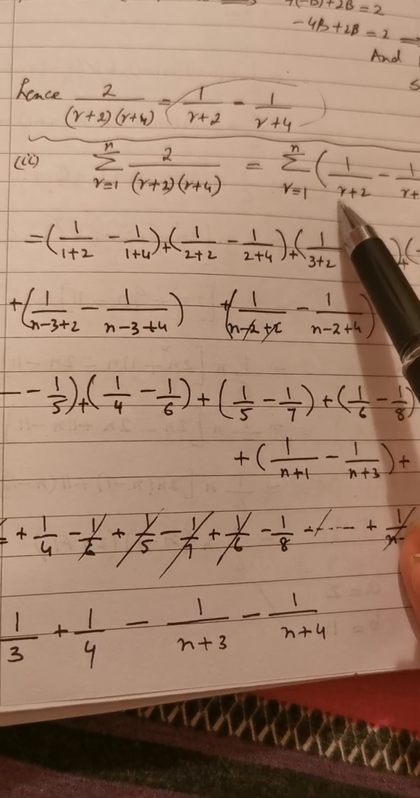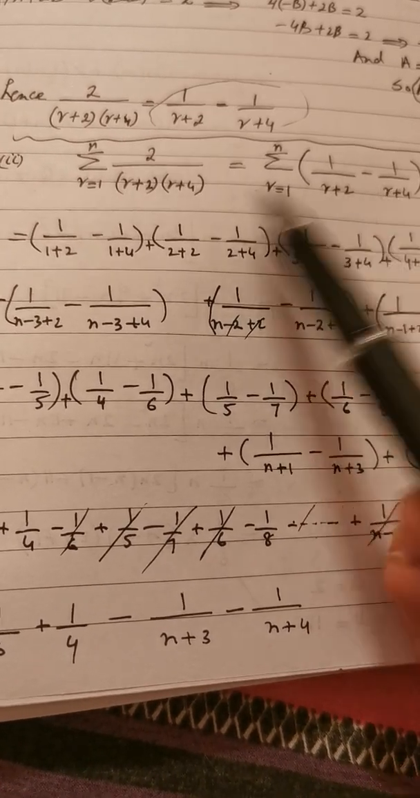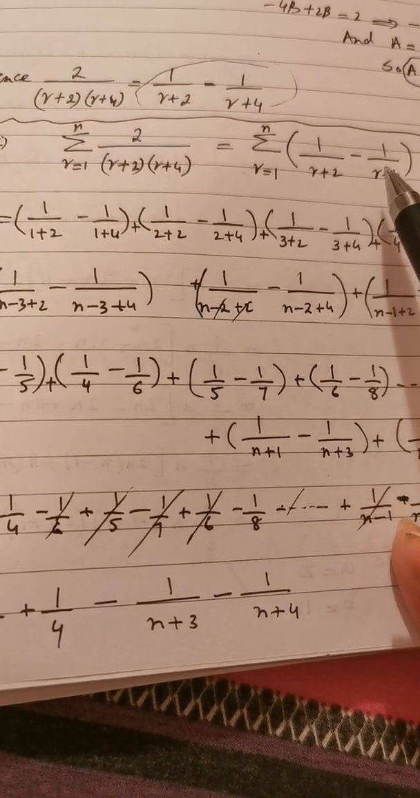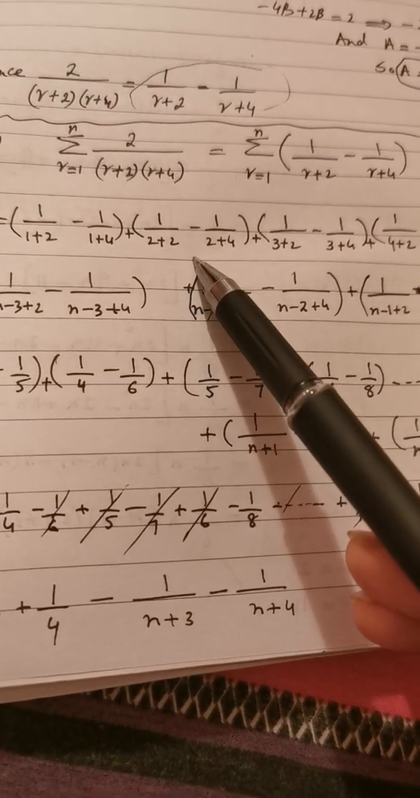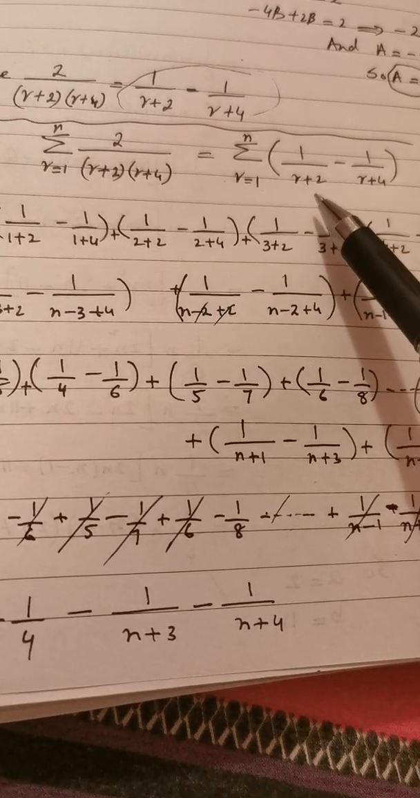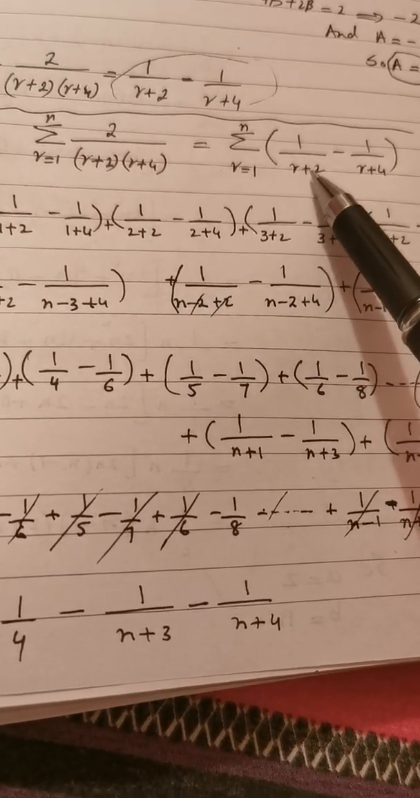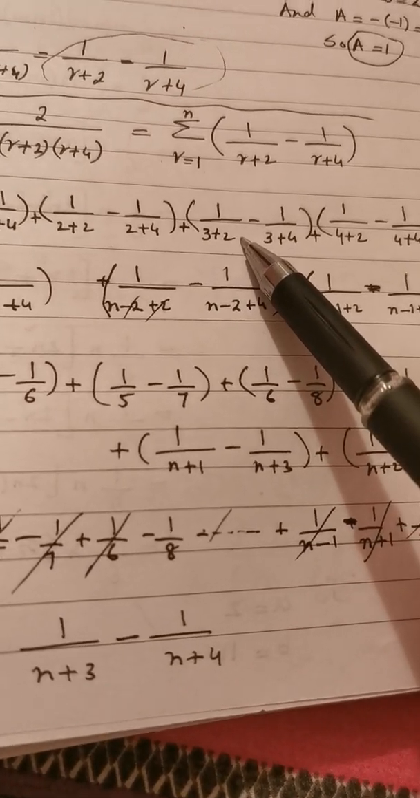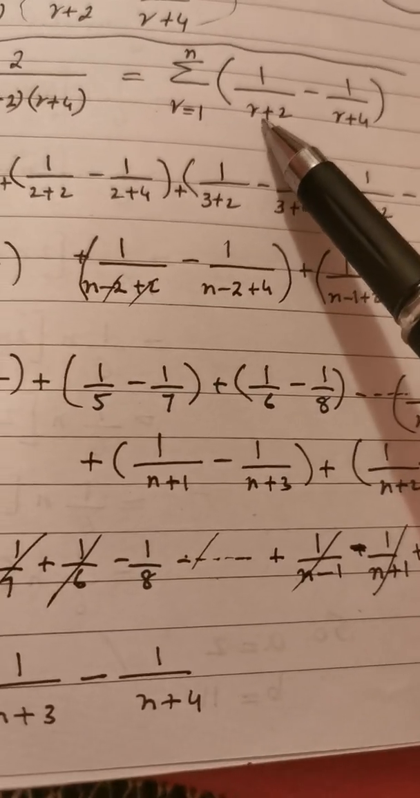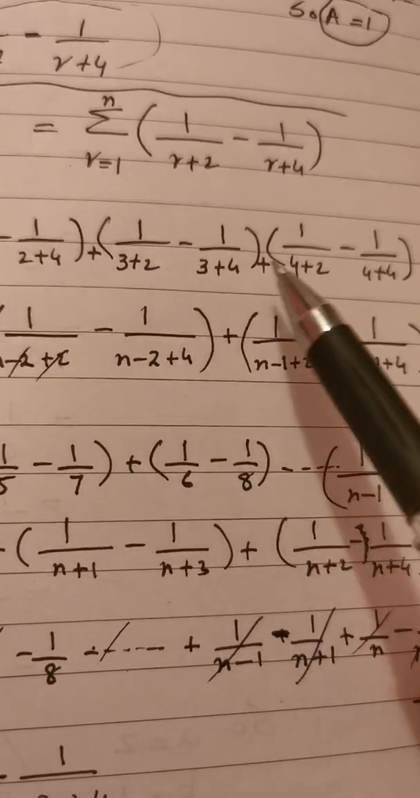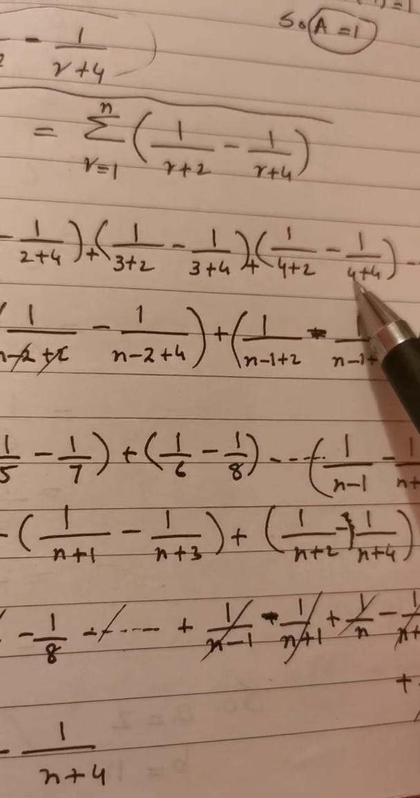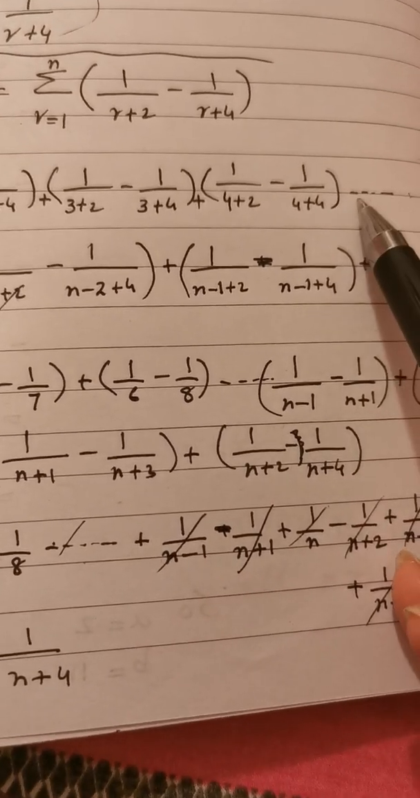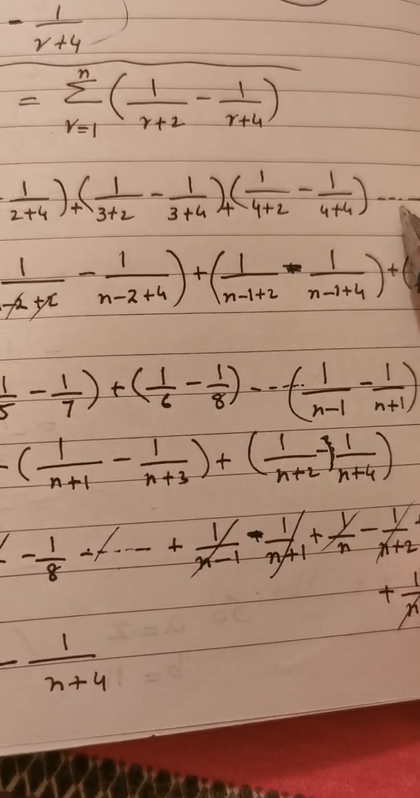So I have done this. In place of r, I put 1 here. In place of r, I put the next value 2 here, right? In place of r, I will put the next value 3 here, and I will get this expression. And in place of r, I am going to put the next value 4 here. After that, it goes on, so I will represent it by dots, right?